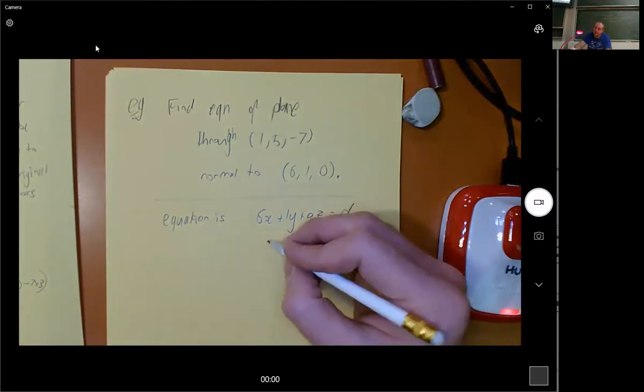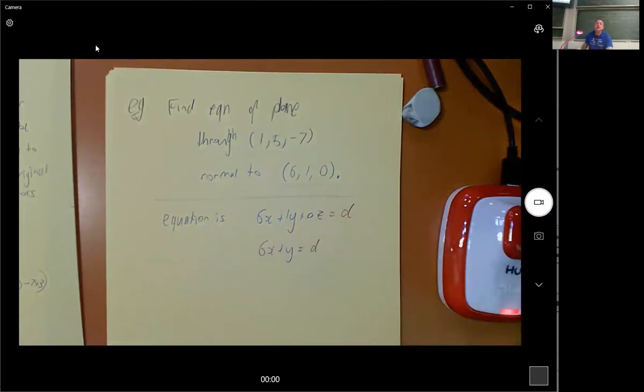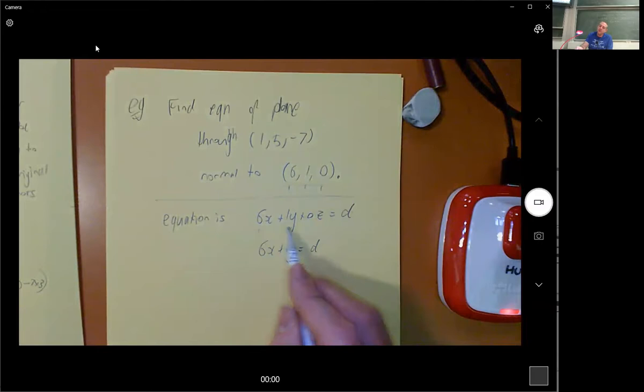So I've got 6x plus y is some number, and I don't know what that number is, but it's definitely going to look like that. Absolutely certain, because that's how normal vectors work. The coordinates of the normal vector become the coefficients in the equation. All I need to do now to finish off the equation is figure out what D is. But the other piece of information I know is that if this really is the Cartesian equation of the plane, then every point that is on this plane will satisfy the equation.